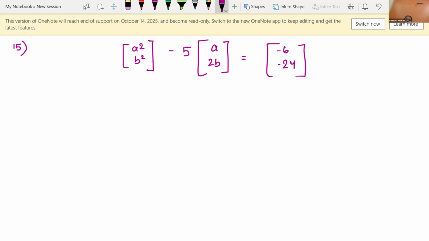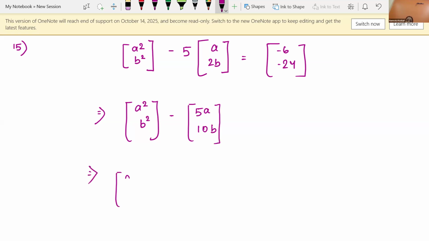Yes. So we will do the simplification on the left hand side. This remains a square, b square, and for this negative 5, we are just going to do the multiplication, so it will become 5a and 10b, right? Yes. Then we will continue: a square minus 5a, and the other one will be b square minus 10b, right? Yes. Is equal to the other side, minus 6, minus 24.